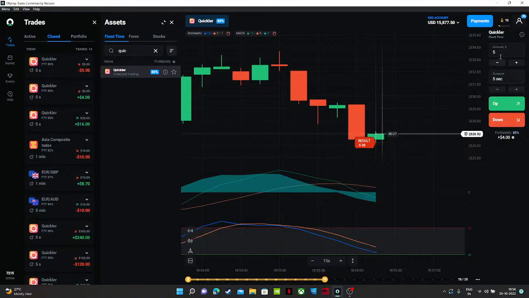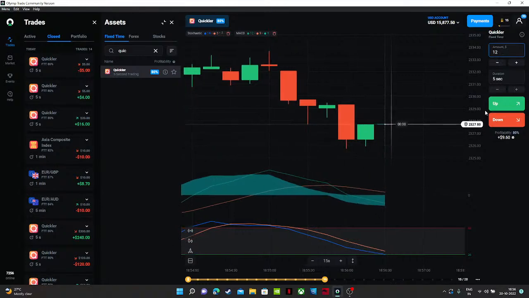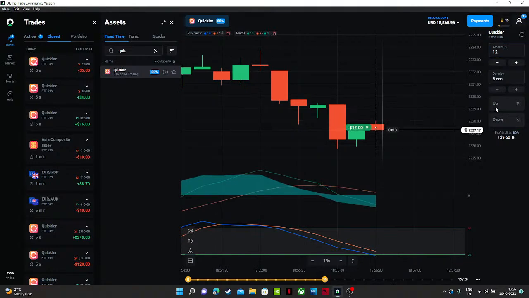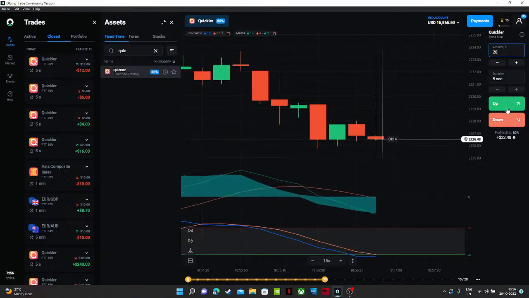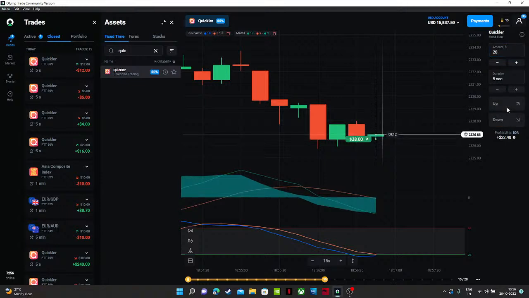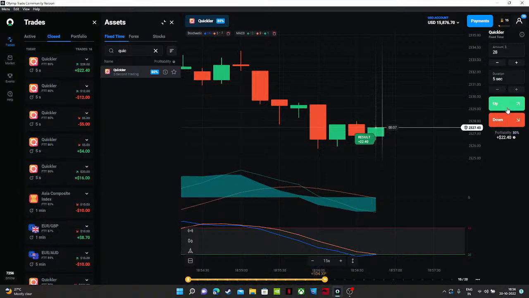Okay, we lost this one. Next trade for $12 using the Martingale principle. Next candle is a green one, so an upside trade. We lost this also, no worries. Next trade for $28. Next candle, green candle again, so an upside trade. So we won this trade, the overall situation profitable by $5.